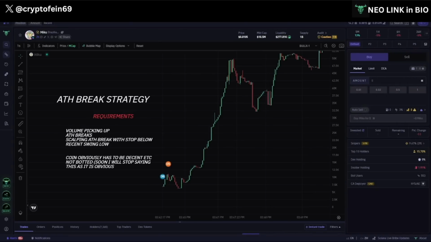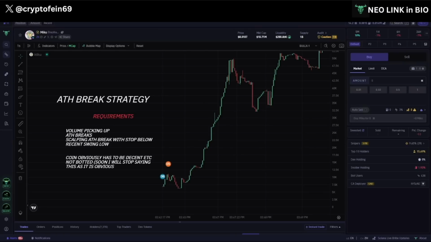Okay, guys, so on to the all-time high break strategy. So the requirements for this scalping strategy is volume needs to be picking up, the all-time high needs to break, and you're going to be scalping the all-time high break with the stop loss below the recent swing low, right?